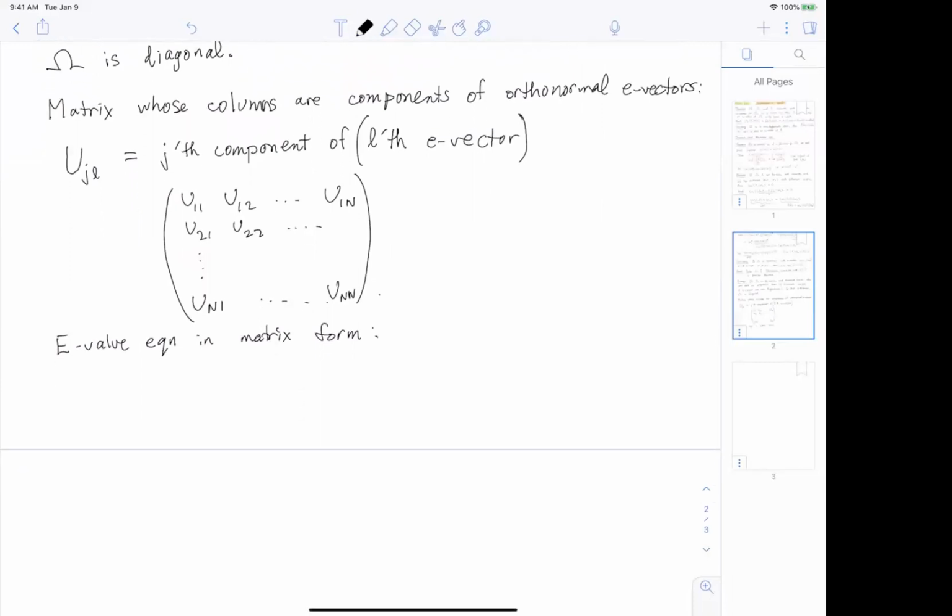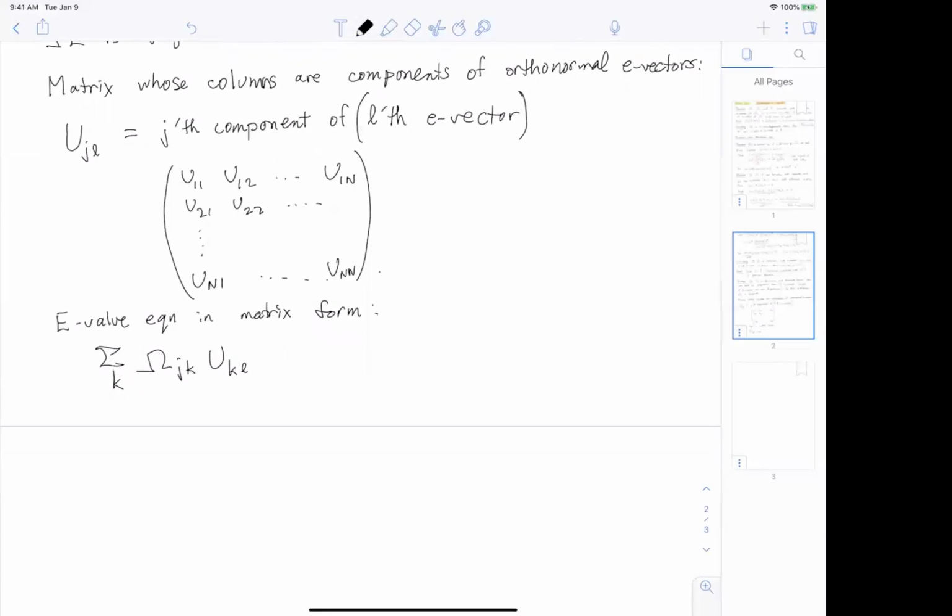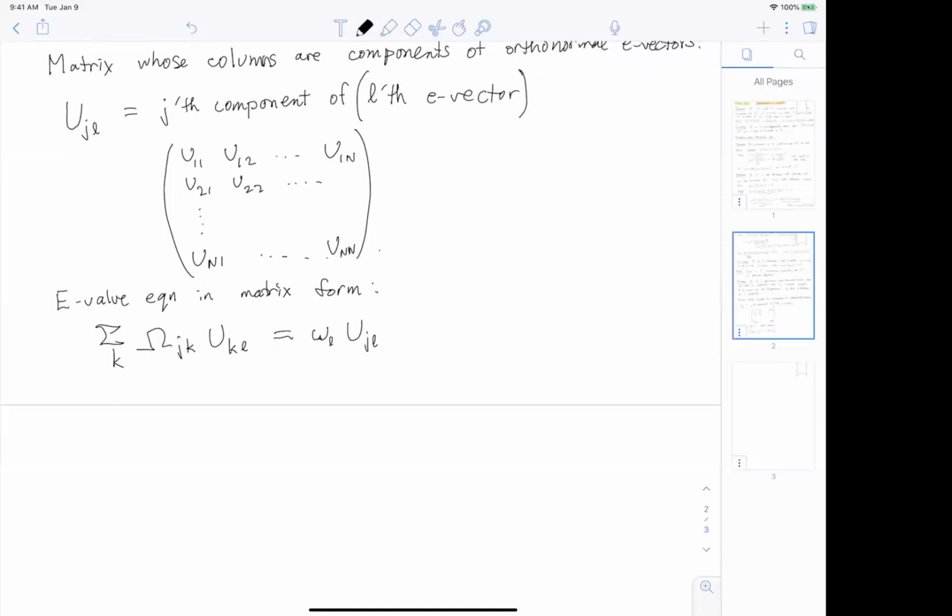The way that looks is if you sum over k, omega jk acting on UKL. If we imagine fixing the index L just for the moment, then UKL are the components of the eigenvector, and this is just matrix multiplication acting on the eigenvector. So that's going to equal the eigenvalue. We fixed L, so omega L is the eigenvalue multiplied by the eigenvector components again, UJL. And now what we're going to do is rewrite this as a sum over, let's call it L prime, of UJL prime. I'm going to write a Kronecker delta, delta L prime L, and then omega L.